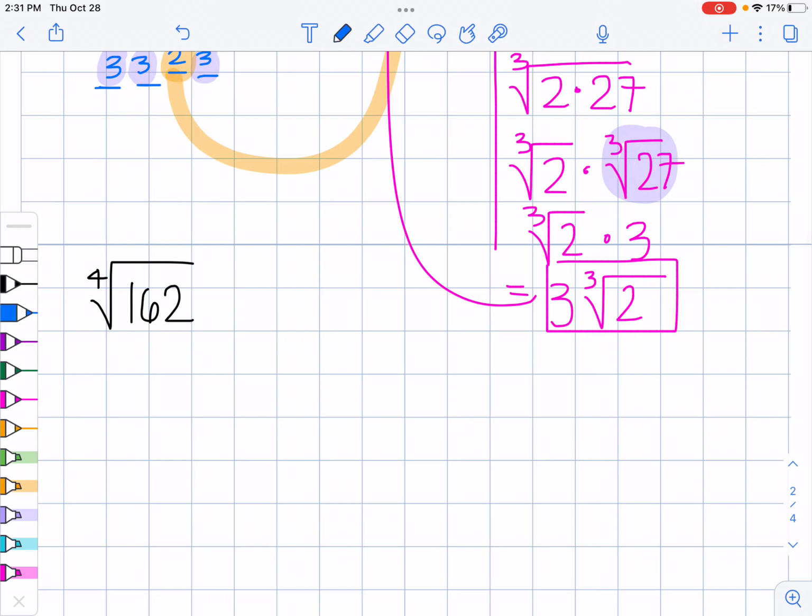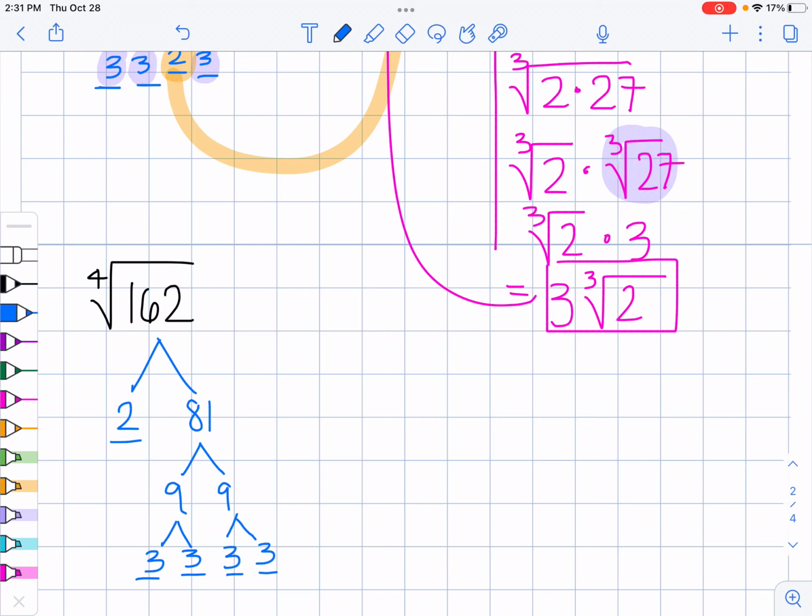Break down 162. Okay, I like to start, it's an even number, so I'm totally dividing by 2. 162 divided by 2 gives me 81. So this is 2 times 81. 2 is a prime number, but 81 is not. What multiplies to 81? 9 times 9. 9's not a prime number. What multiplies to 9? 3 times 3. This one is the same because it's also 9.